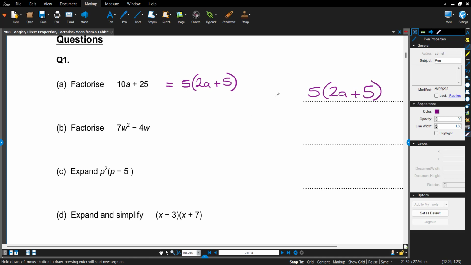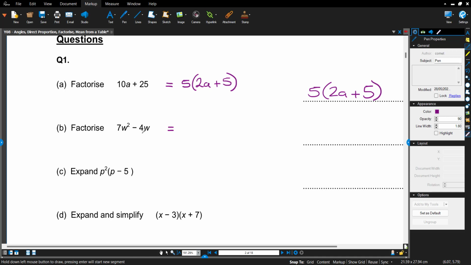So yeah, factorization is the opposite of expansion. Let's look at the next one. We have 7w squared minus 4w. So this is the opposite case. You'll see what I mean in a second. Let's look at the numbers. What's a common factor of 7 and 4? Well, 7 is a prime number, so its only factors are 1 and 7. The factors of 4 are 1, 2, and 4. So there's no common factor.